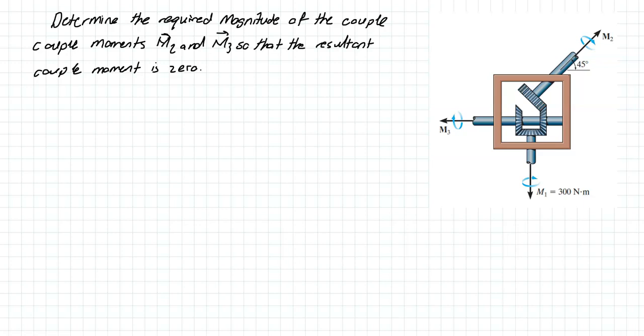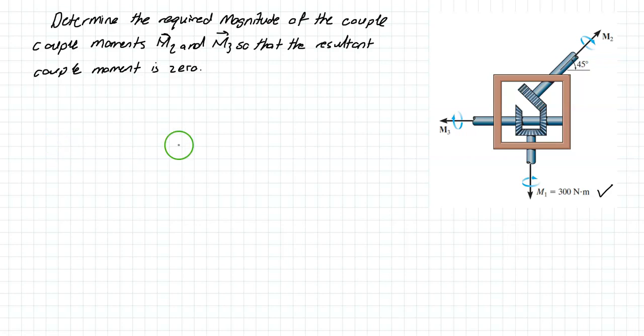Determine the required magnitude of the couple moments M2 and M3. So we have couple moments here, M2 and M3, so that the resultant couple moment is 0. Moment 1 is 300 Newton meter. What are the values of M2 and M3 such that the resultant couple moment would be 0?